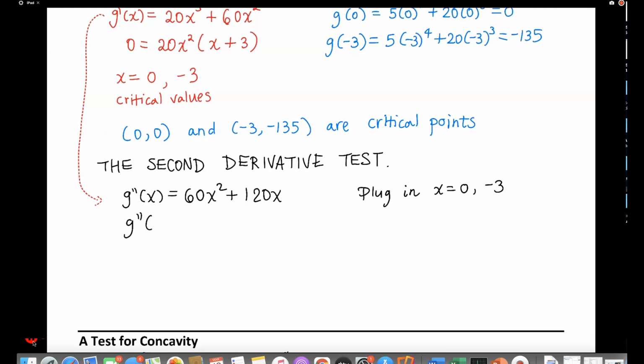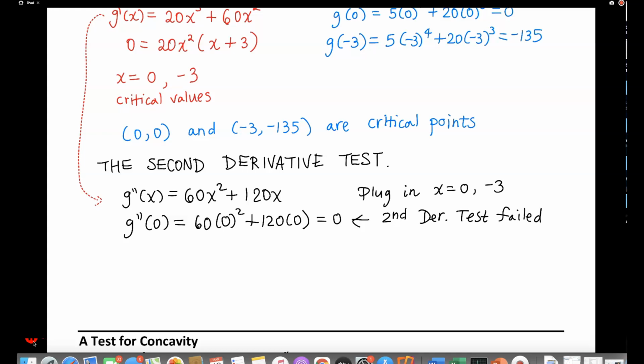So first, if I plug in 0, oh no, that's going to be the yucky situation, you guys. Guess what? The second derivative test failed. It needs to come out to be positive or negative. So what we are going to have to do now is the first derivative test, which means I need to look at the sign to the left and the sign to the right of 0. We'll do that real quick, and we'll come back and do the other critical value.